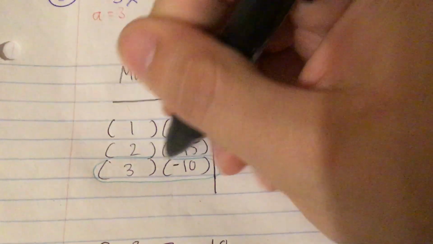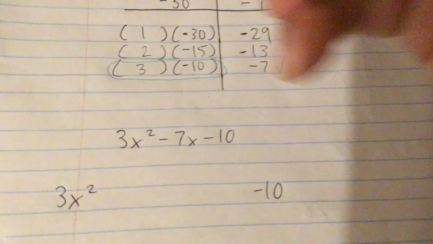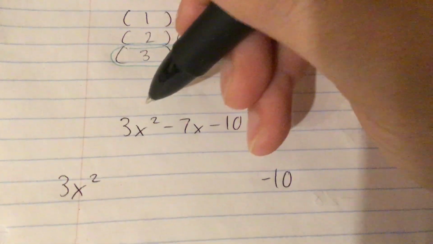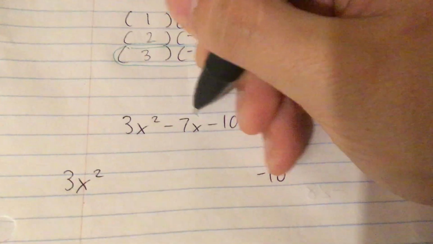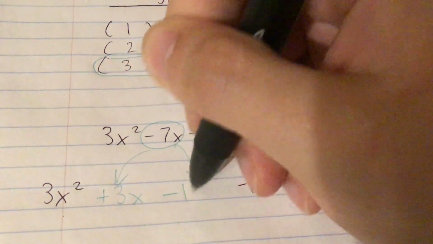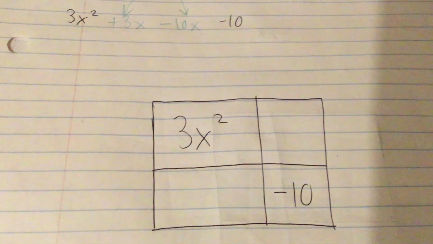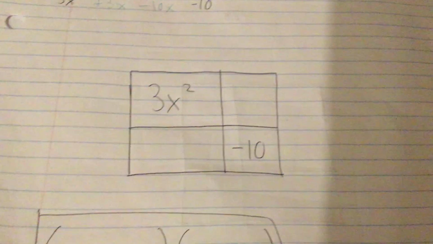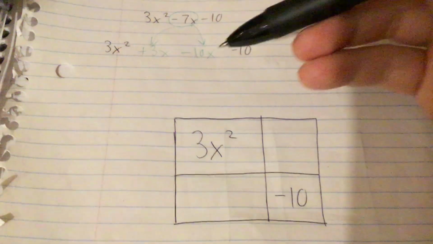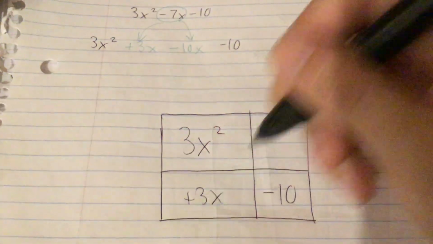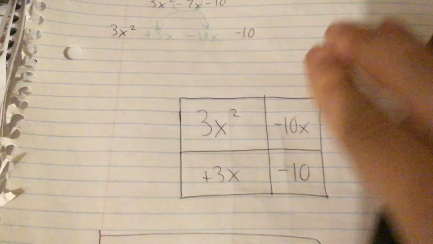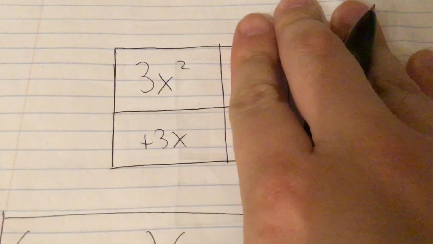And what's so special about this combination? I'm going to split the middle term. So instead of 3x squared minus 7x minus 10, I'm going to split this middle term into positive 3x and negative 10x. Now I put the ax squared and the c in the corners, and it doesn't matter where the bx's go. So I'm going to put positive 3x here and negative 10x there, and I'm going to factor out the GCF.